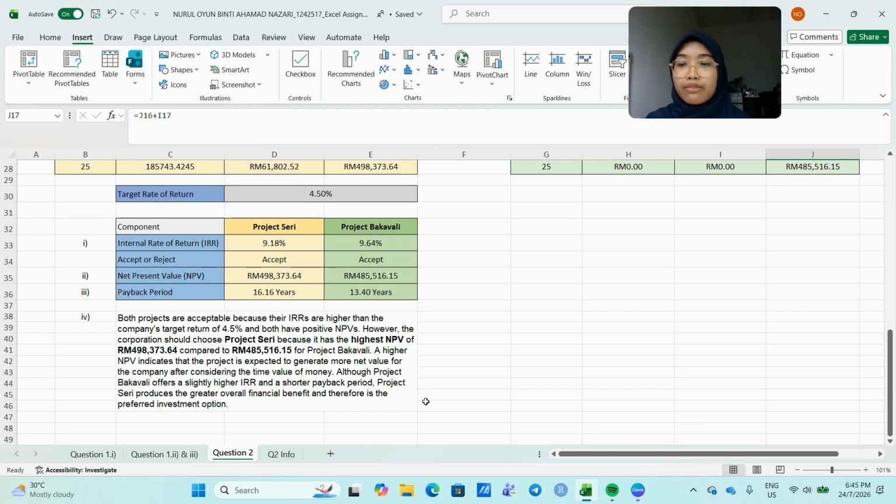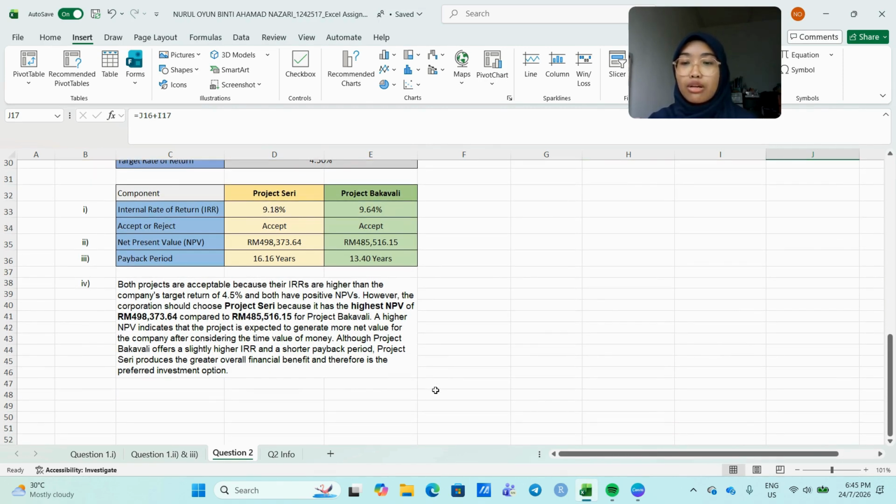A higher NPV indicates that the project is expected to generate more net value for the company after considering the time value of money. Although Project Bakabali offers a slightly higher IRR and a shorter payback period, Project Seri produces the greater overall financial benefit and therefore is the preferred investment option.